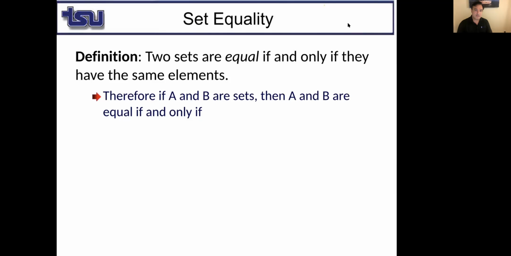How about equality? Well, if you have 2 sets, they are equal if and only if they have the same elements. For example, if A and B are sets, A and B are equal if and only if for every x, if x is in A, then x is in B, or if x is in B, then x is in A. Remember, this is biconditional. That means this direction and this direction, okay? That means x is in A if and only if x is also in B. Okay? So that's what it is, very simple.